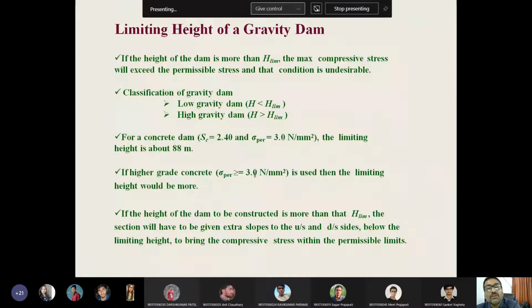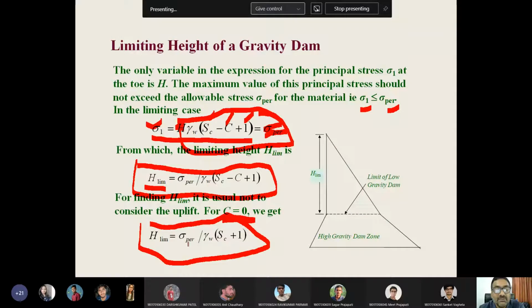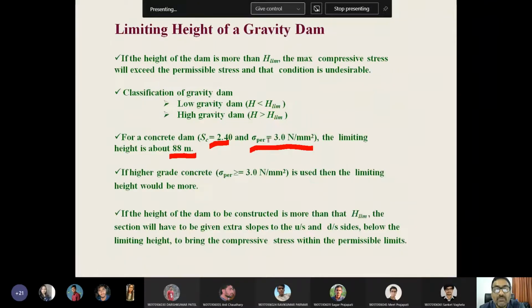Now, if you put the value of Sc in this equation as 2.4 and sigma permissible as 3 Newton per mm square, the limiting height from that equation would come out as 88, because these are only constant values. This is constant, this we know, and this is constant. So if we put these values in, these are the kind of answers we get.